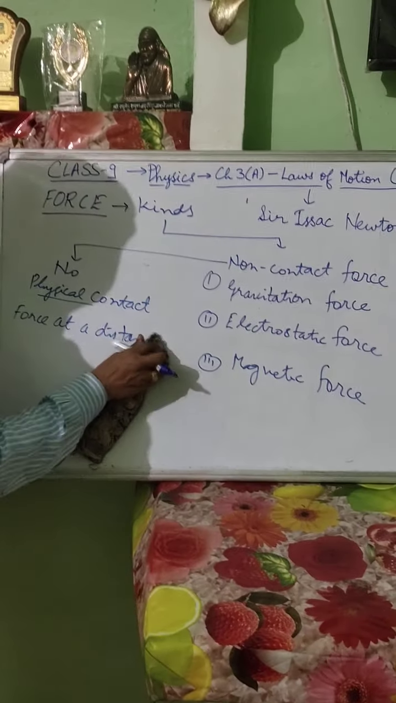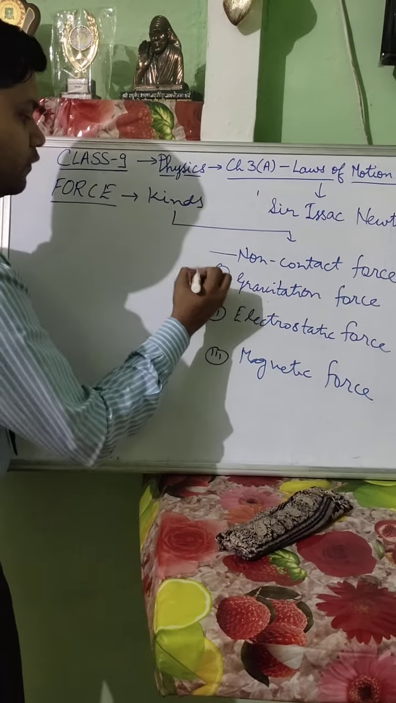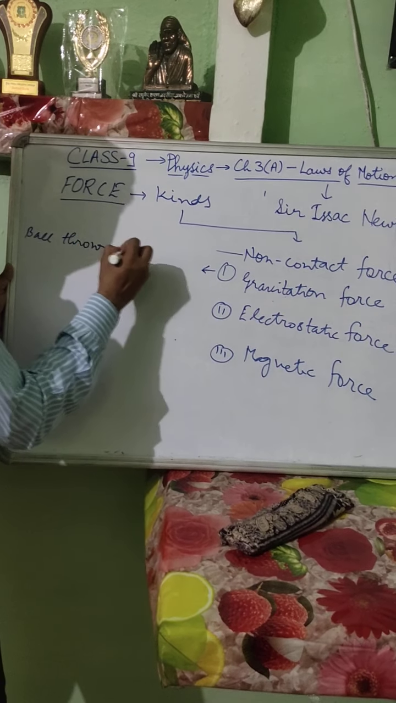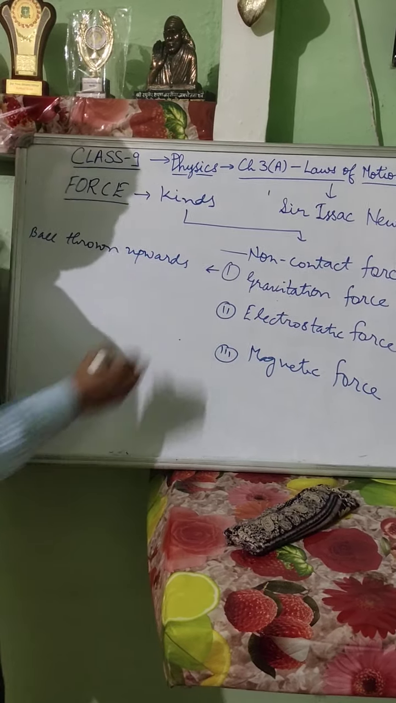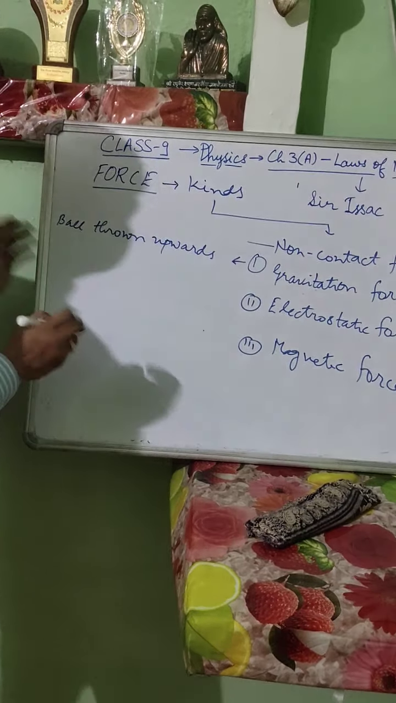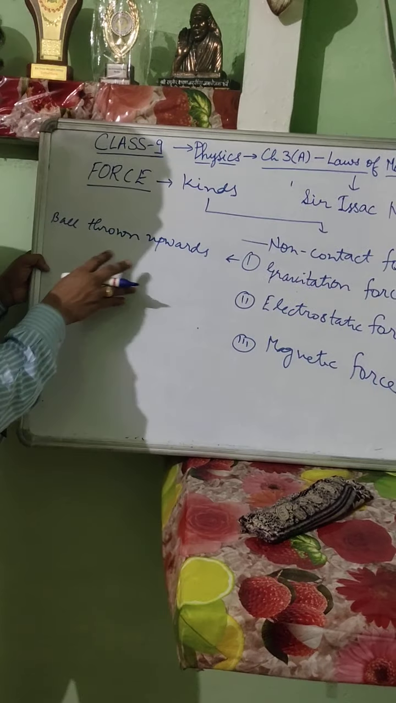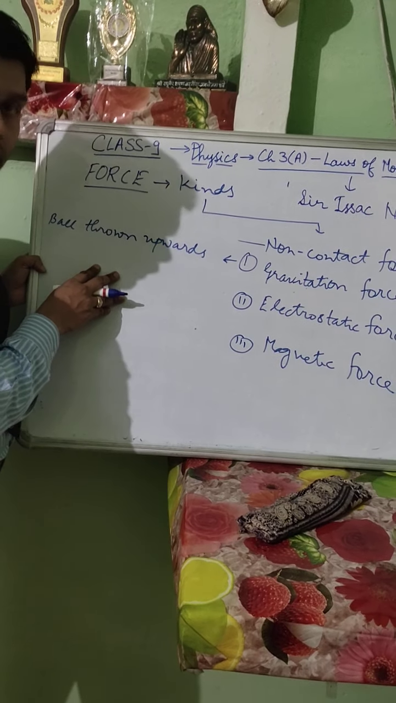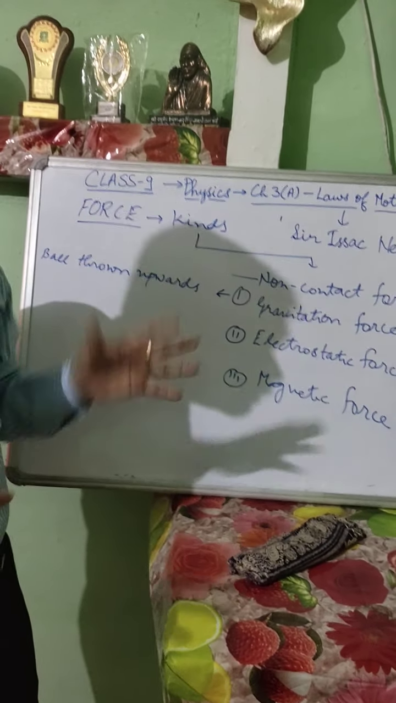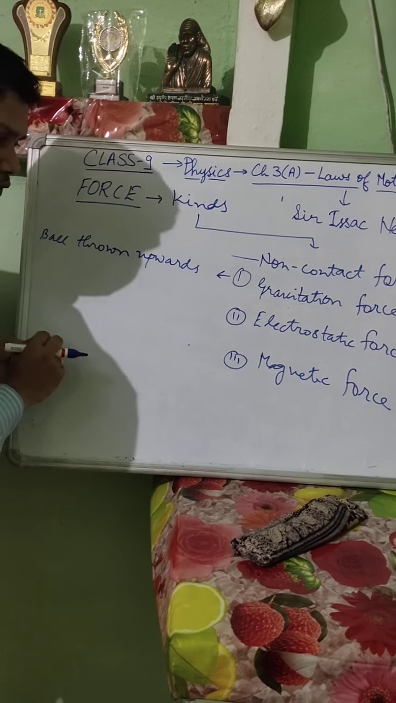See, let us consider the example of gravitational force. For example, a ball thrown upwards. What happens to it? Whenever we are throwing a ball upwards, it reaches a height and then it comes back to its original position. It is attracted back to the surface of the earth due to Earth's gravitational pull. Is it? So are ball and earth in contact with each other? No. But even then the ball is attracted, therefore it is a non-contact force.